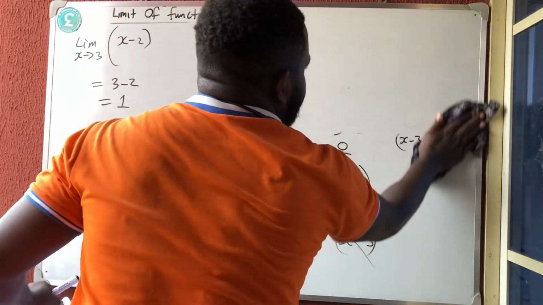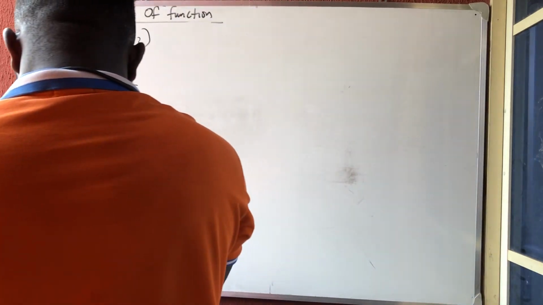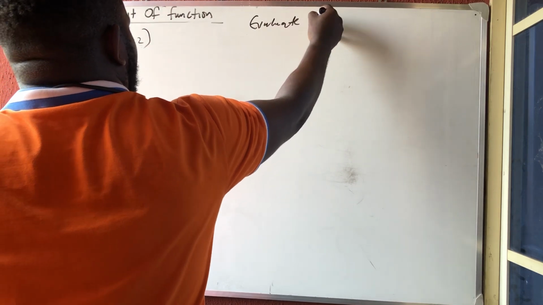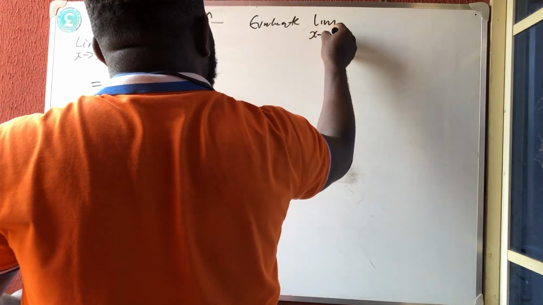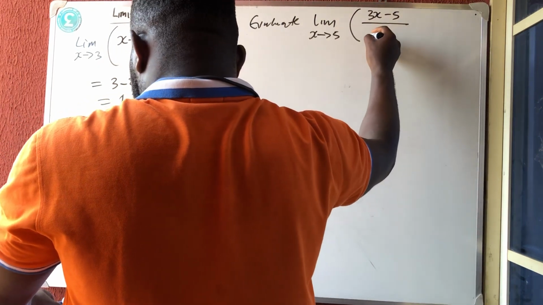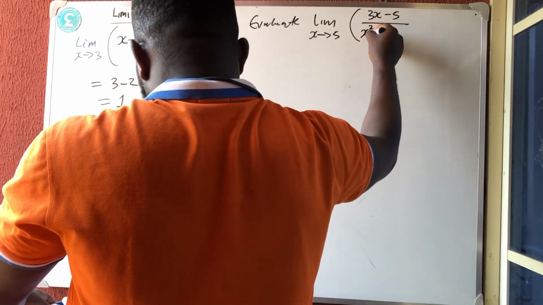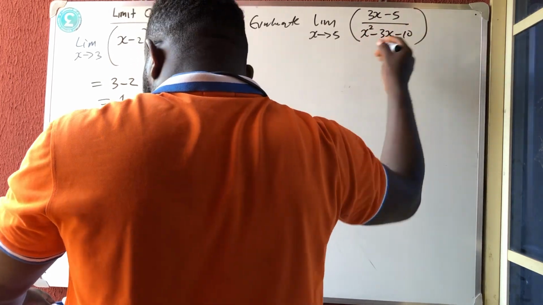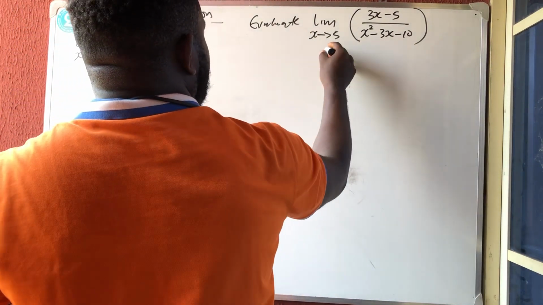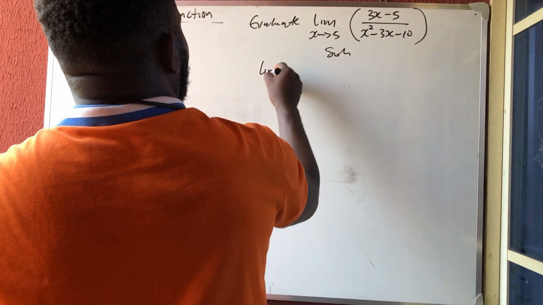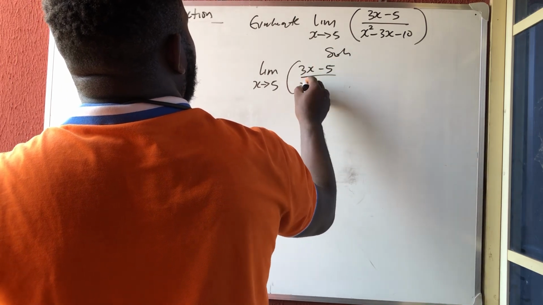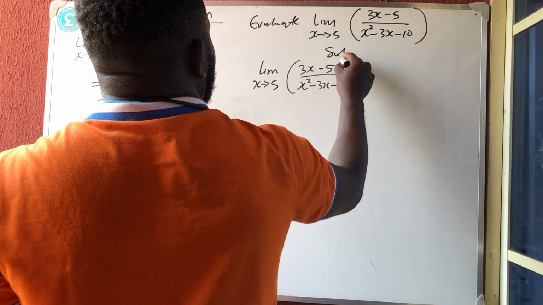Number 6 said that we should evaluate the limit as x approaches 5 of 3x minus 5 all over x squared minus 3x minus 10. Okay, so that is that. So what do we do? First of all, let us substitute. I'm going to have the solution: the limit as x approaches 5 of 3x minus 5 all over x squared minus 3x minus 10.